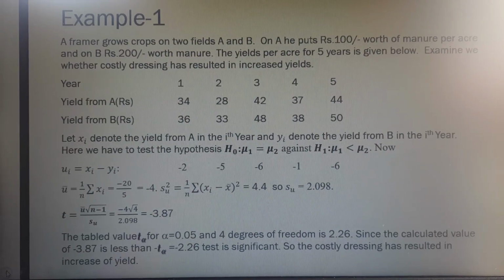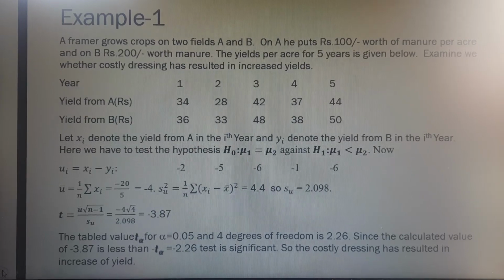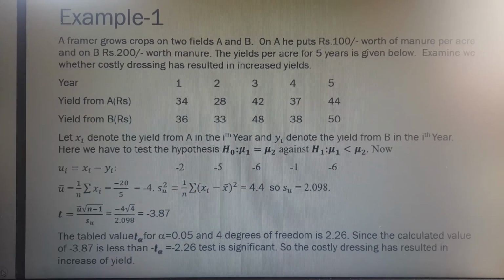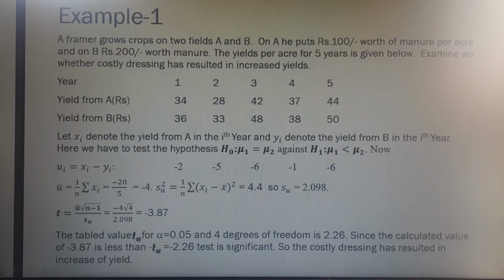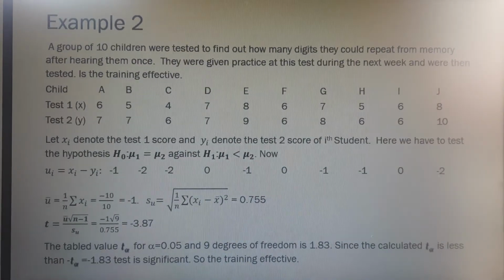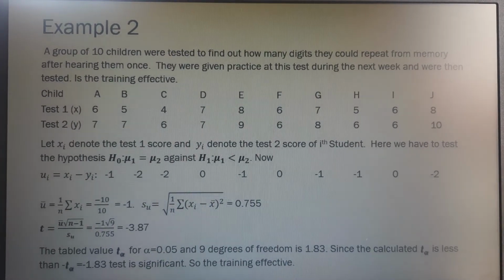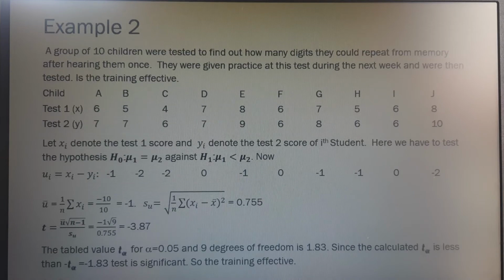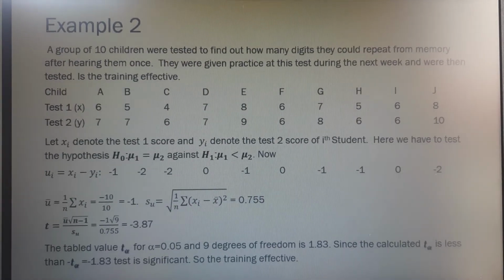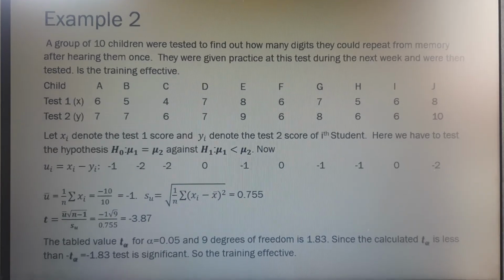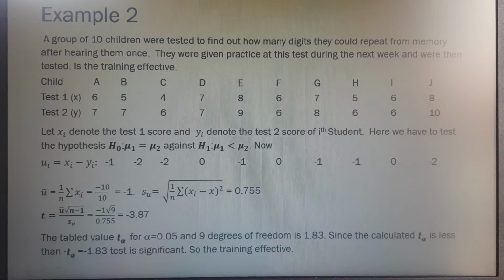The example one is such a case where two manuals are applied to two fields and they are compared using paired t-test. In example 2, we compare the pre-test and post-test score of the children by giving a skill or training to repeat the words that they hear once.